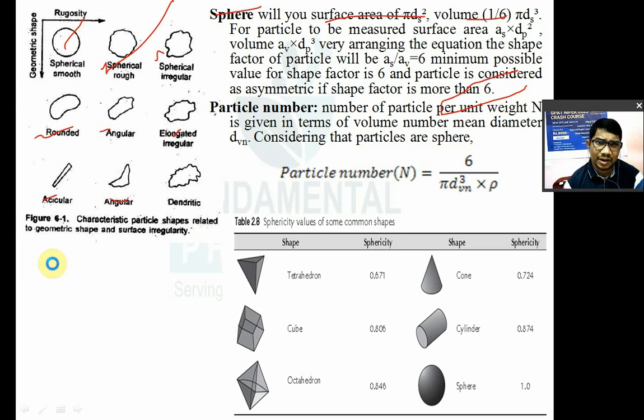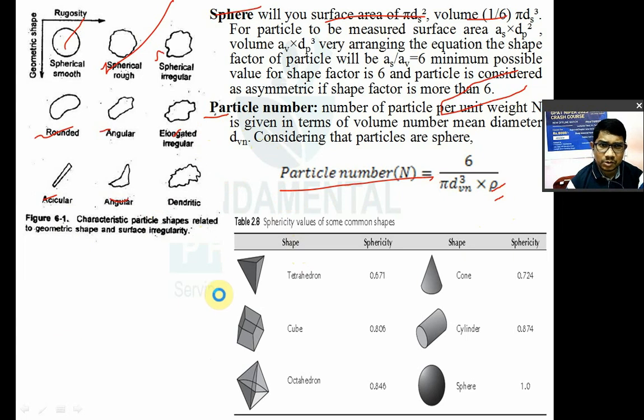What do you mean by particle number? We have seen the number of particles per unit weight. It is very important. It is given in terms of volume number or mean diameter. So particle number is equal to 6 divided by pi d cube into rho, where rho means density.